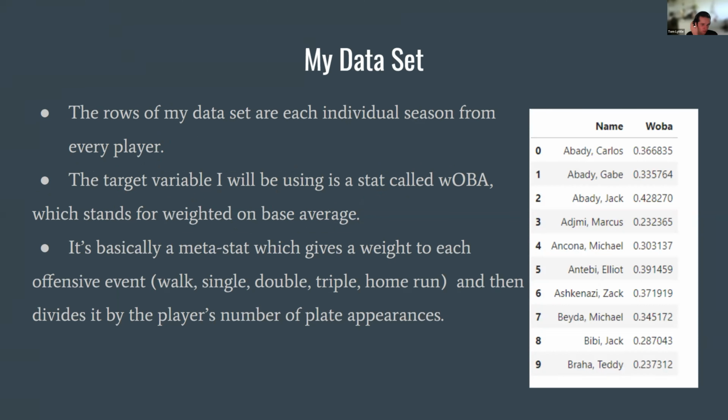The target variable I'll be using is a stat called wOBA, which stands for weighted on-base average. It's basically a metastat which gives a weight to each offensive event (walk, single, double, triple, home run) and then divides it by the player's number of plate appearances. That doesn't really matter, I just want to be specific about it. And here's an example of what wOBA from the top 10 on the list would look like.